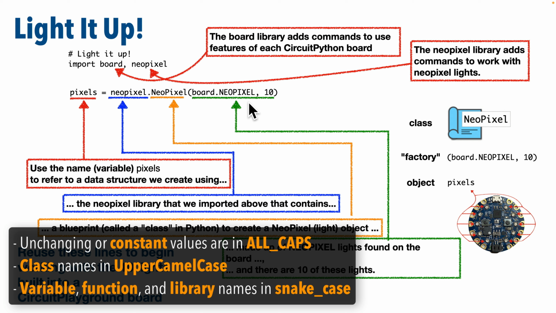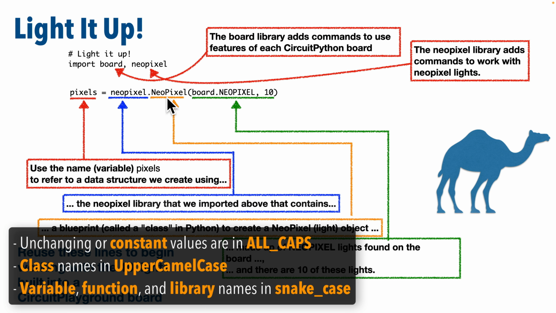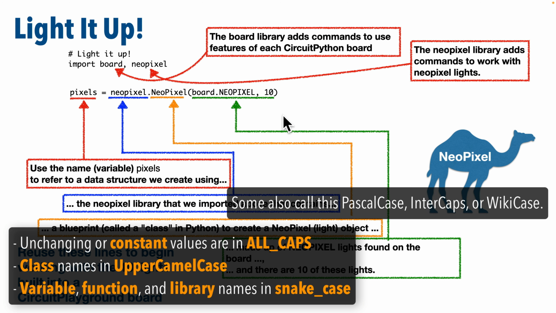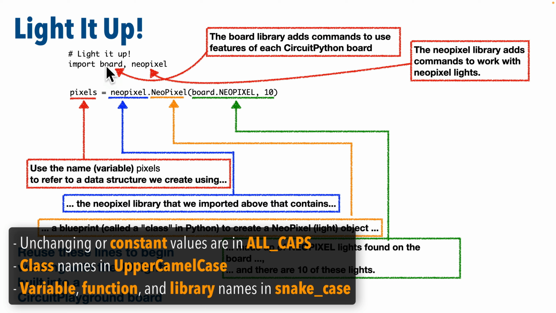So since this refers to NeoPixel lights that are permanently on our NeoPixel board and they can't be changed, the name NEOPIXEL that you see here is written in all caps. Another convention is to write class names like NeoPixel here as one word, but with a capital letter at the start of each of the words inside of the word, like capital N Neo, capital P Pixel. That's referred to as the upper camel case style, since the capital letters look sort of like the humps of a camel. Now you'll also notice the convention is for variables like pixels or function names like print, as well as library names like board and neopixel, to be written in all lowercase letters. And if a variable has more than one word in it, the convention is to use an underscore to separate the words, and that style is called snake case.